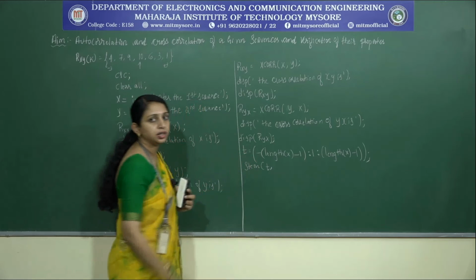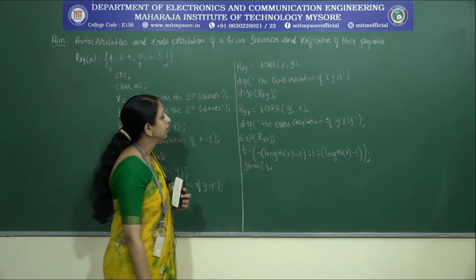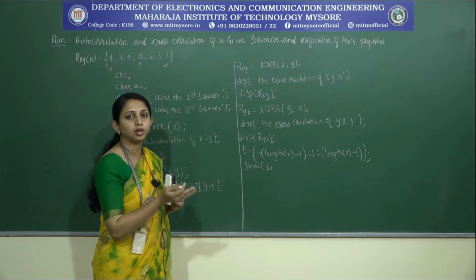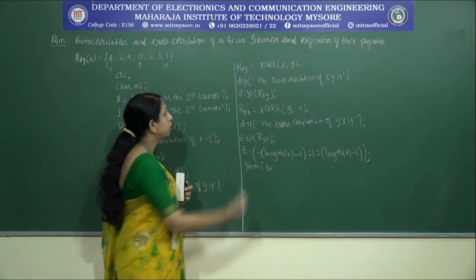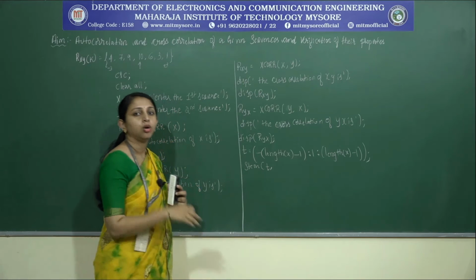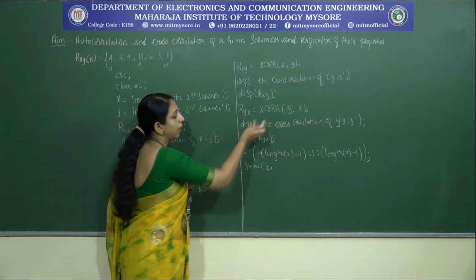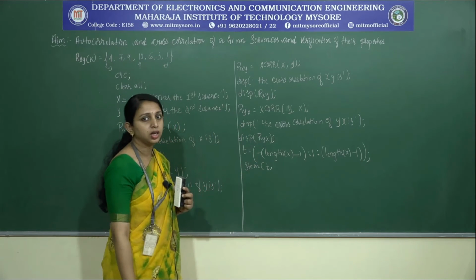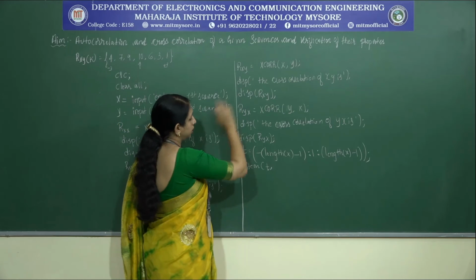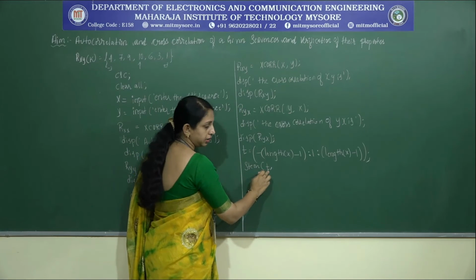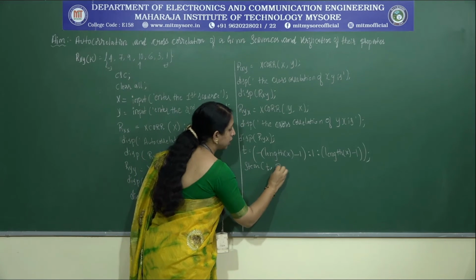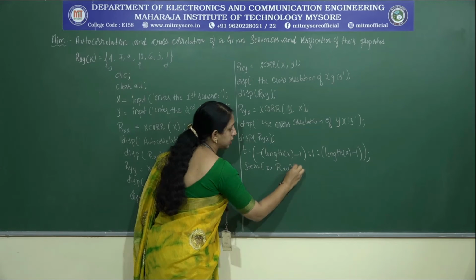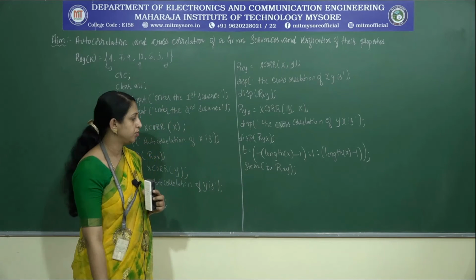What is the assigned output we have to display? So I need a cross correlation. Either you can plot rxy or you can plot ryx. It's left to you, so you can plot any of the values. So plot it, stem t comma rxy. Go for rxy itself.